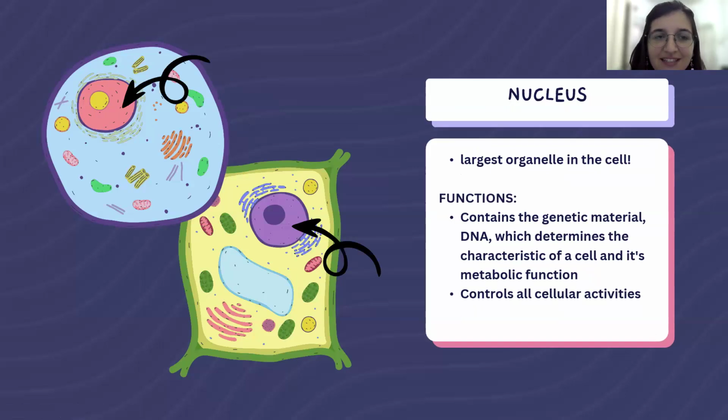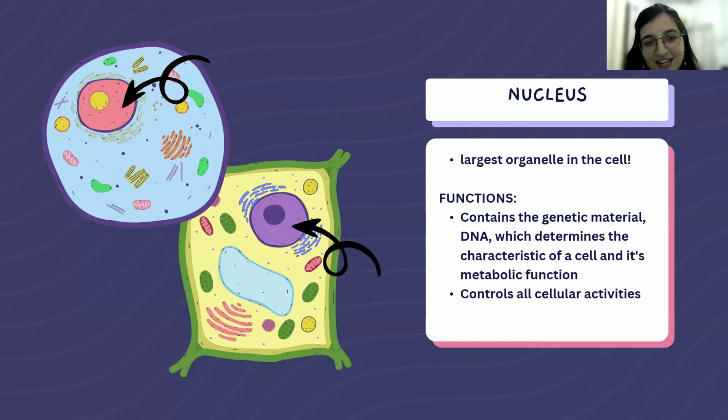Next, nucleus. This is one of the most important organelles that you need to know. This is also the largest organelle in the cell. If you look under a microscope, you will see a very dense small circle or small dense structure inside the cell, and that's the nucleus. So the nucleus is very important because this is where your genetic materials are stored.